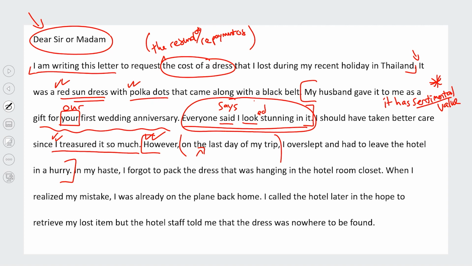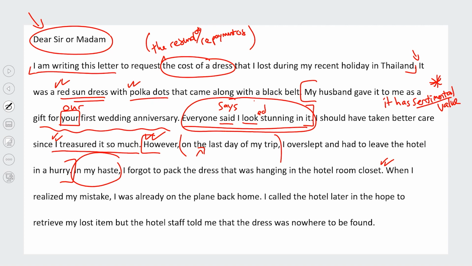So first off, in my haste, I think that's a good phrase. It's slightly old-fashioned, the word haste, but in the formal context of this letter, it works well. So I like it. In my haste, that's good. I forgot to pack the dress that was hanging in the hotel room closet. Excellent. When I realized my mistake, I was already on the plane back home. Yep, so you've got another good complex sentence here.